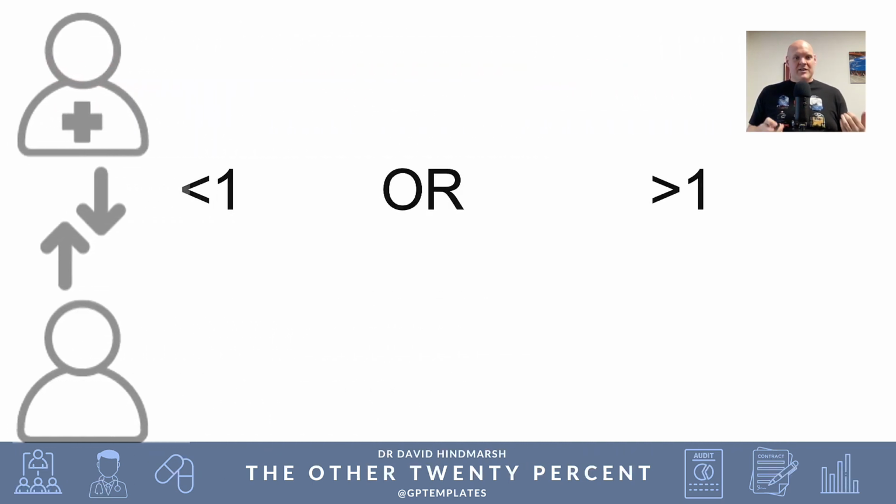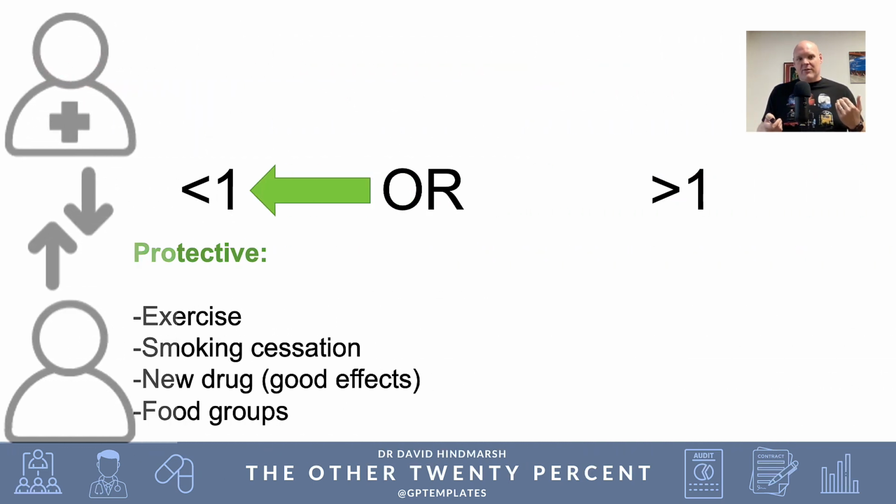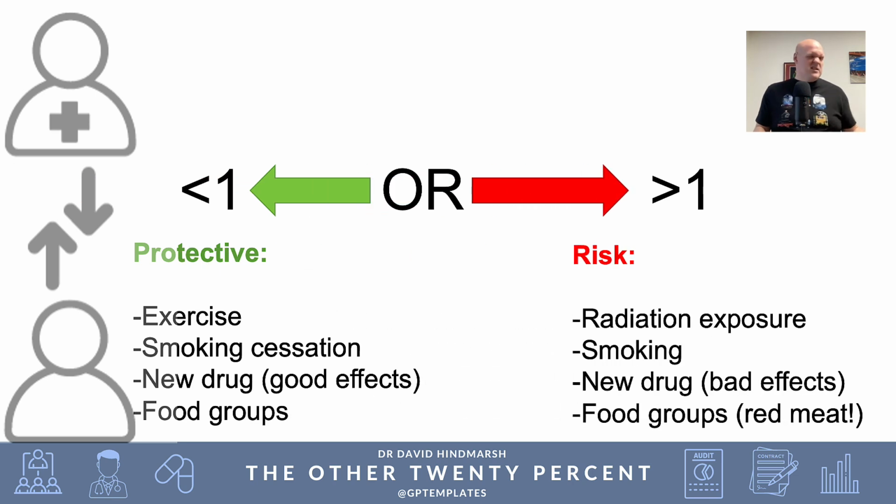Just to really nail this down, if it's less than 1, it's protective. So think again of similar things: exercise, a new drug with the good effects that we want, or certain food groups, like your antioxidants. And then the risks: radiation exposure, smoking, new drugs with bad effects, or food groups. Everyone bangs on about red meat as an example.